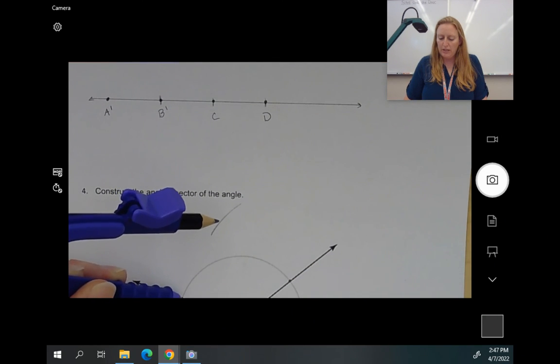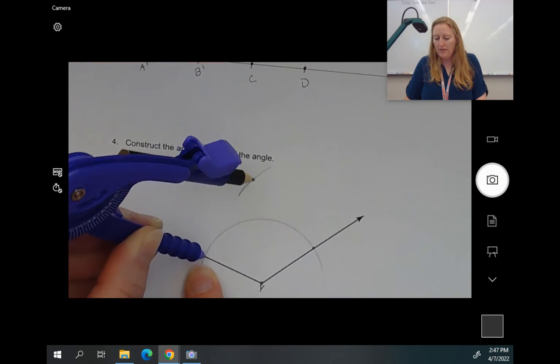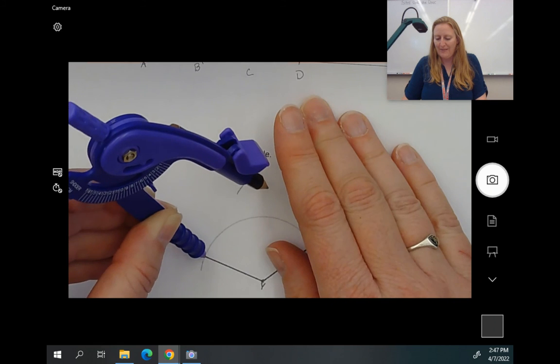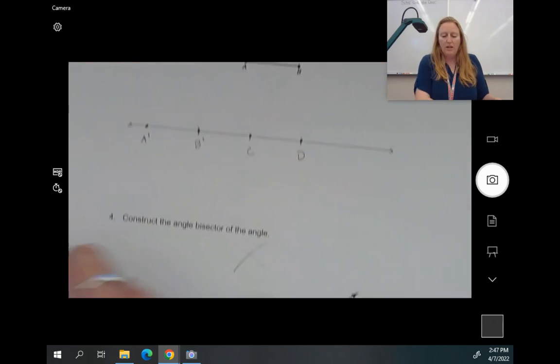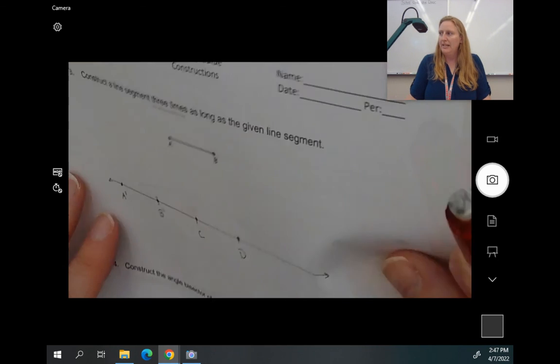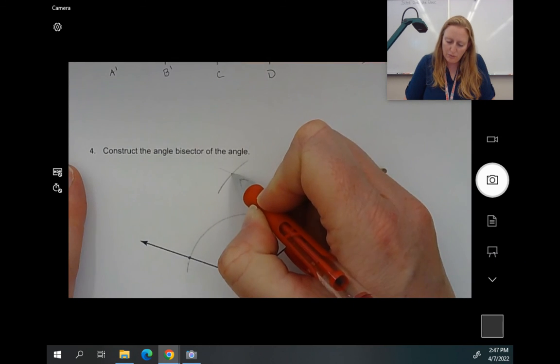I'm going to put my pointy guy on the other side of the original angle. See, it's over here. And then I'm going to lay it flat, and I'm going to make another mark somewhere out there in the middle such that they cross. And X marks the spot.